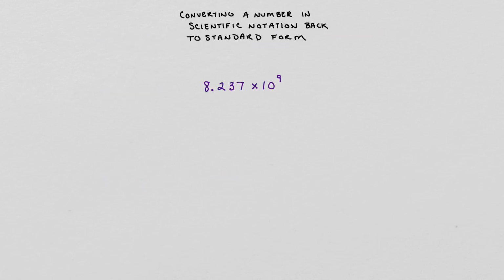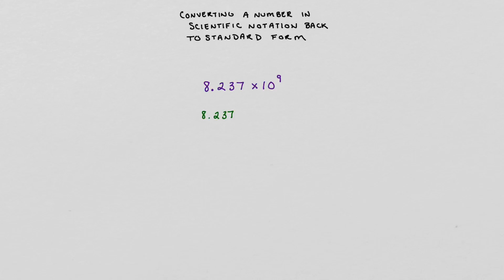And finally, just as a little extra treat for everyone, we're going to convert a number in scientific notation back to its standard form. So say that we start off with 8.237 times 10 to the 9th. Here's what we're going to do in order to convert it back into its standard form. So the first thing I'm going to do is I'm going to drop down my coefficient.